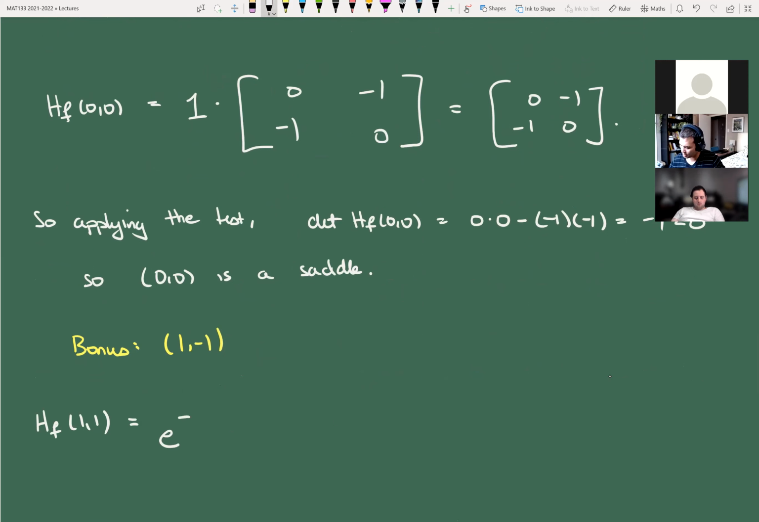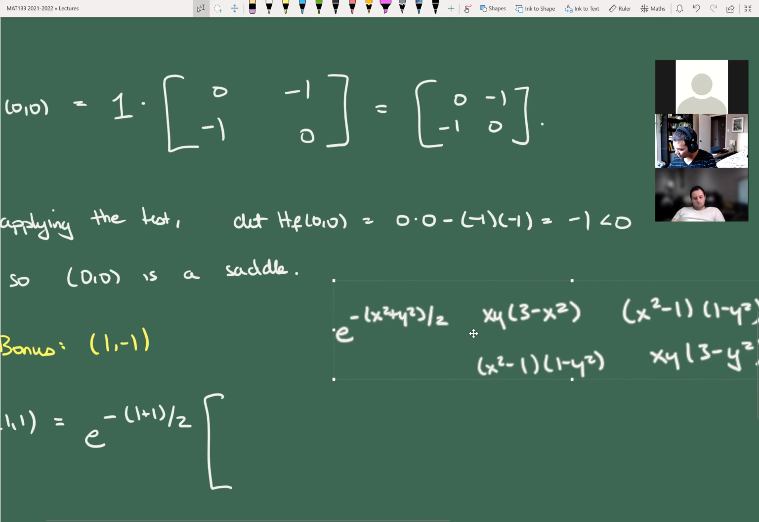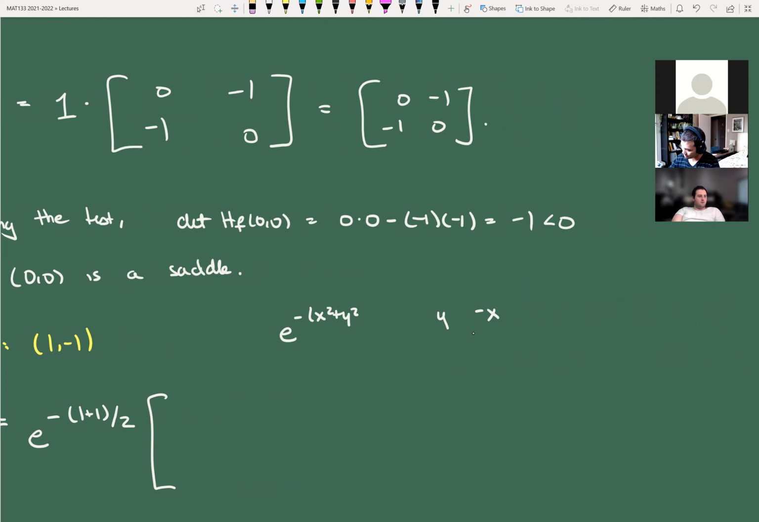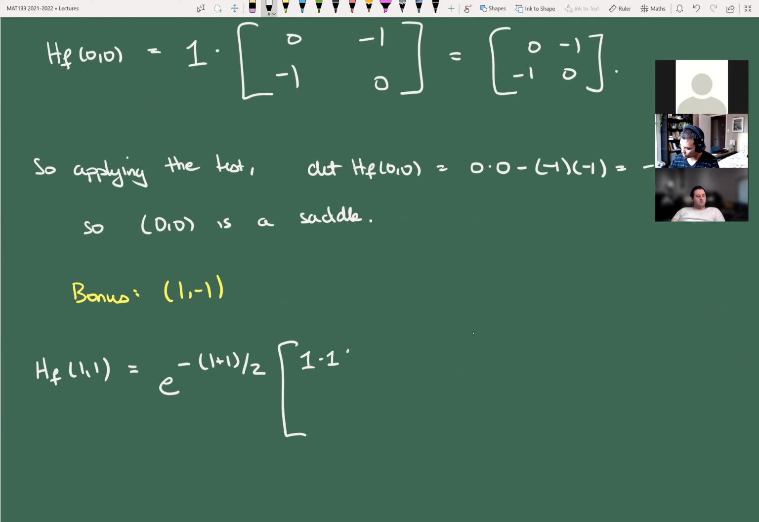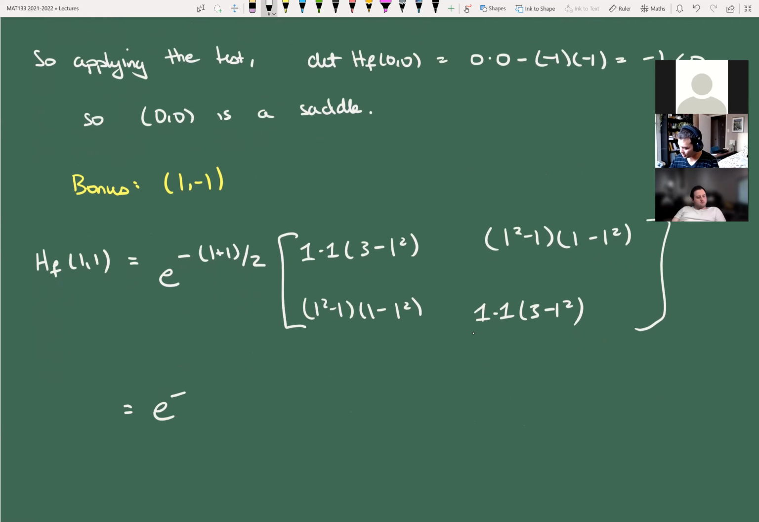Again, we've got to plug it in. So we're going to get e to the -1 plus 1 divided by 2, whatever that number is, times, let me paste this in here so we can see it. Hey, why didn't my things copy over? Okay. Let me look up here. 1, 1, so we get 1 times 1 times 3 minus 1 squared, 1 times 1 times 3 minus 1 squared. Then we get 1 squared minus 1 times 1 minus 1 squared. If we do all that, what do we get? We get e to the -1, this to me looks like 2, this to me looks like 0, 0, 2. Does that look right?